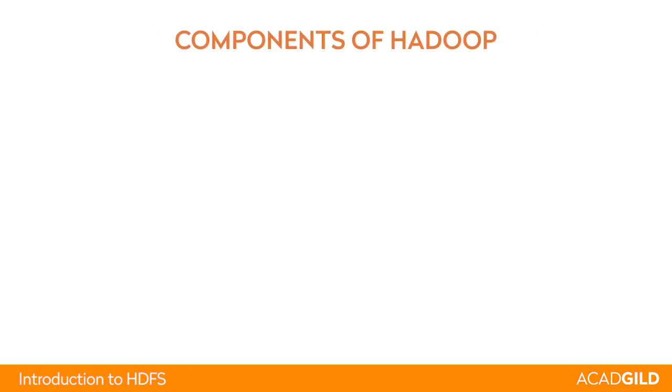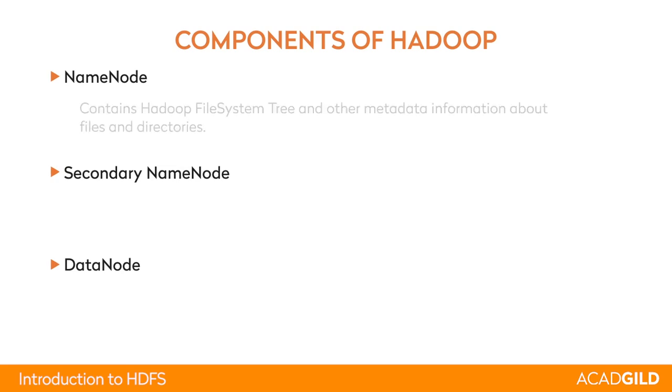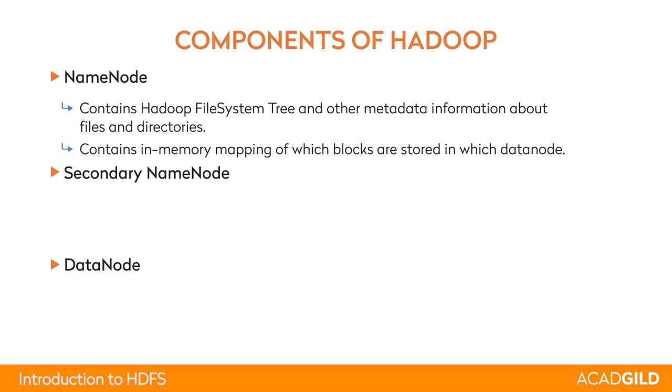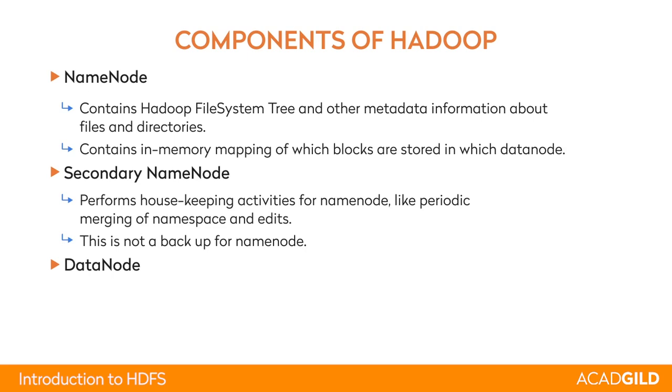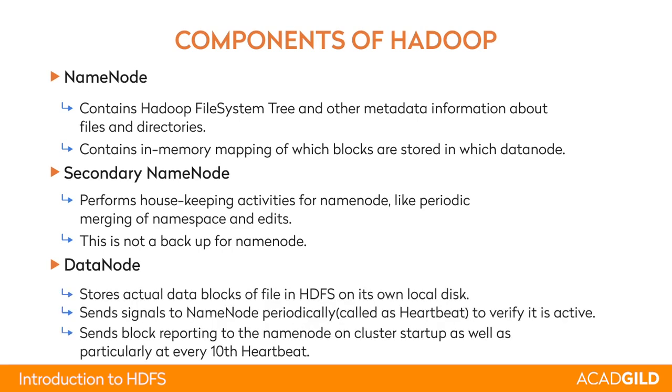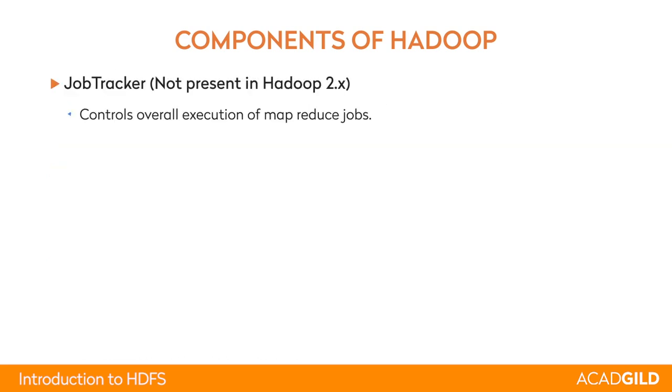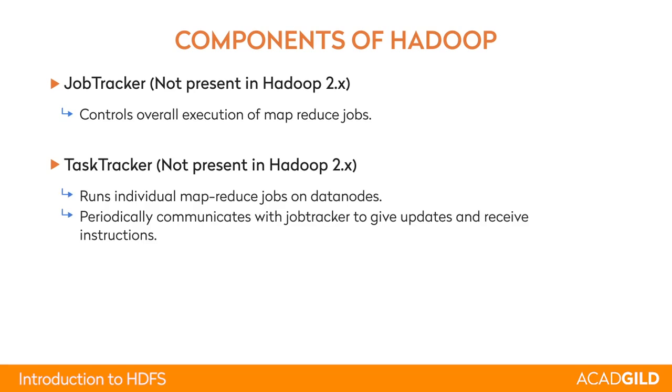And ultimately, there is the name node. We have not talked about the secondary name node, that is not required here, but the data node is required. So the name node contains the metadata of the Hadoop file system. It contains the mapping, like which block of which file is maintained by which data node. And the data node contains the actual block, and they send signals to the name node periodically to verify whether they are active or not. Job tracker and task tracker are also there. They are related to MapReduce. We are not going to talk about them now.